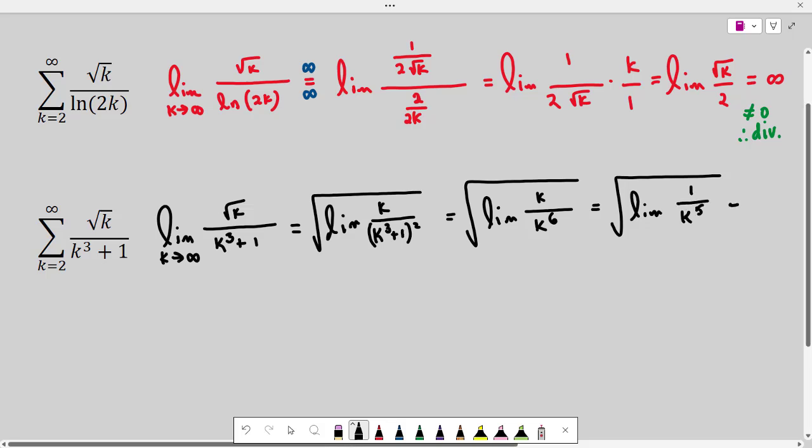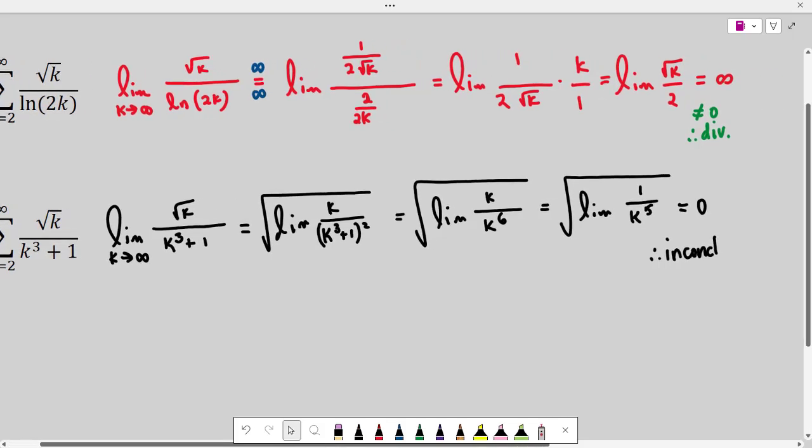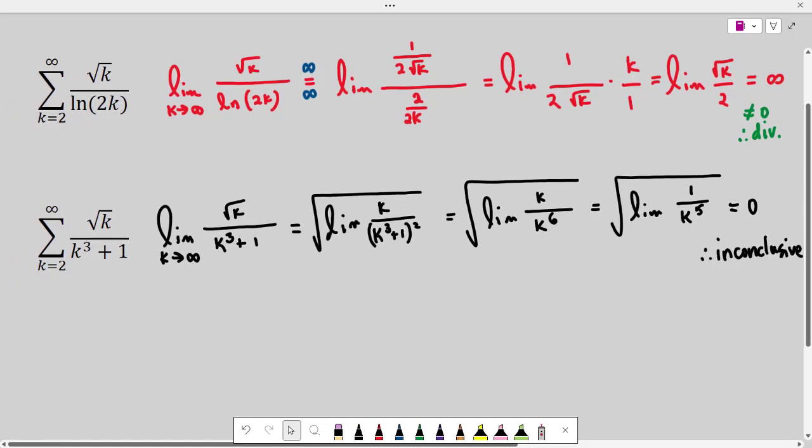That limit is 0. So what is our conclusion? Inconclusive. We don't have a conclusion. Our conclusion is there's no conclusion. We have agreed to disagree. I agree.